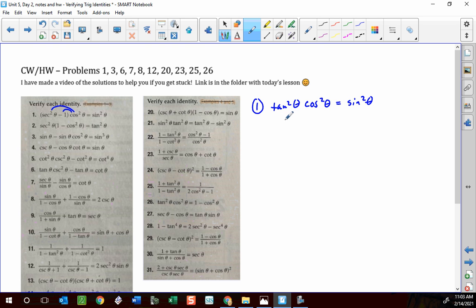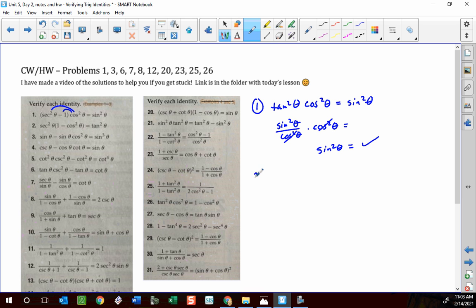All right, so this right here, tangent squared, remember tangent is sine over cosine, so that's sine squared over cosine squared times cosine squared still. And there we have it. Cosine squareds cancel. We got sine squared equals, and I'm just going to check that off because we did it.